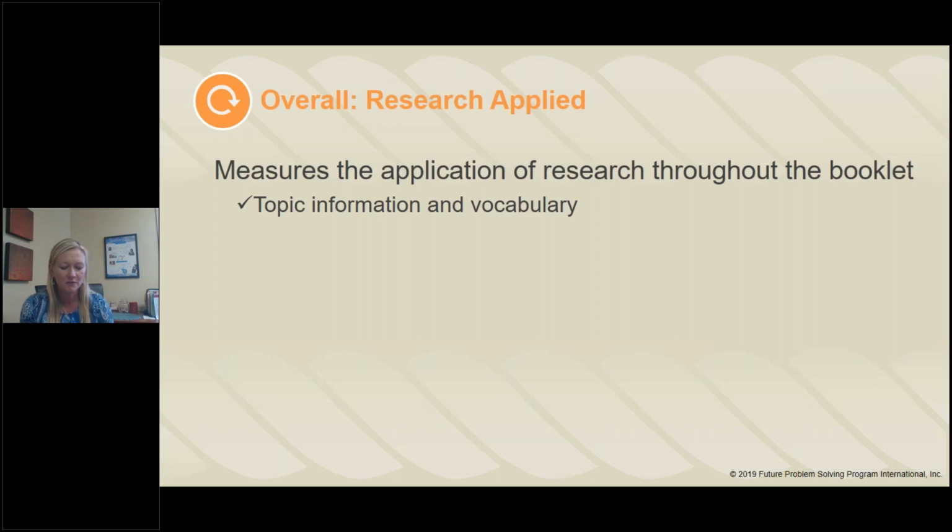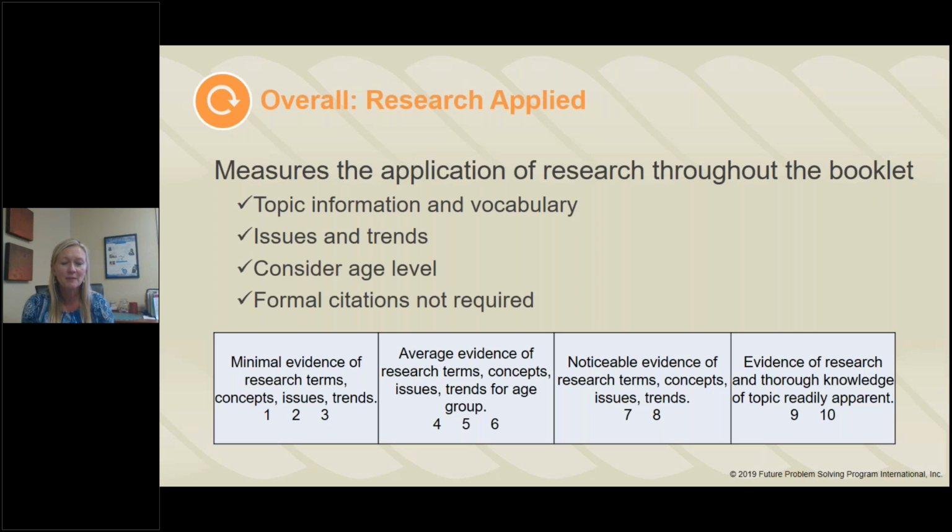They might use some vocabulary from the topic information. They might know about and reference issues and trends. And we also want to make sure that we consider the age level of the students. If we are evaluating senior students in 11th and 12th grade, their level of research would not be the same level of research that we would consider for our younger students in 4th, 5th, or 6th grade.